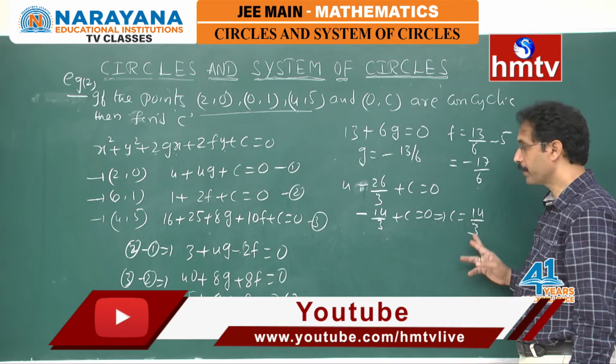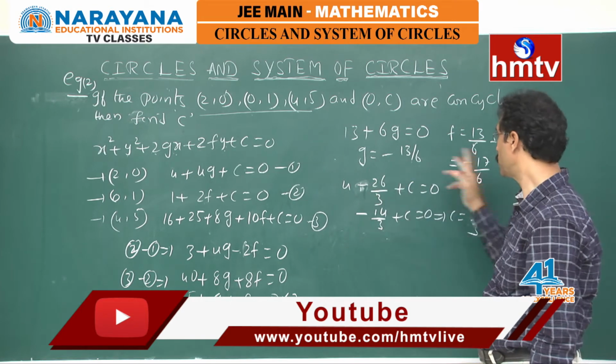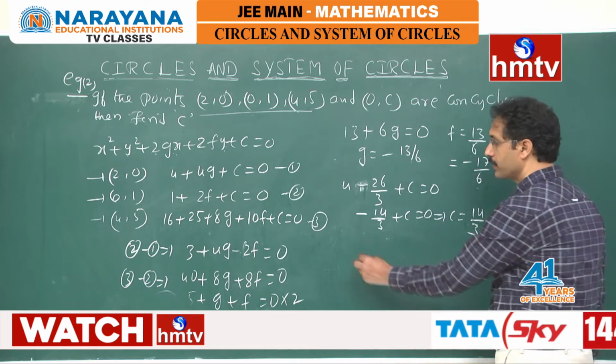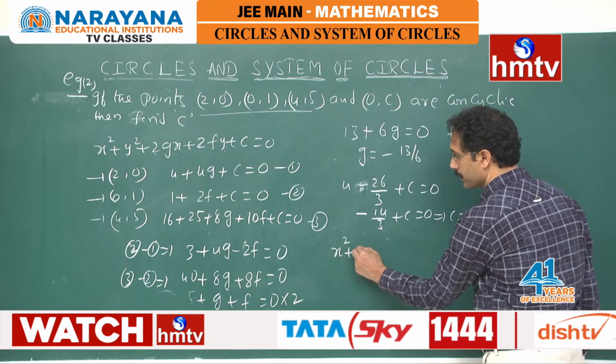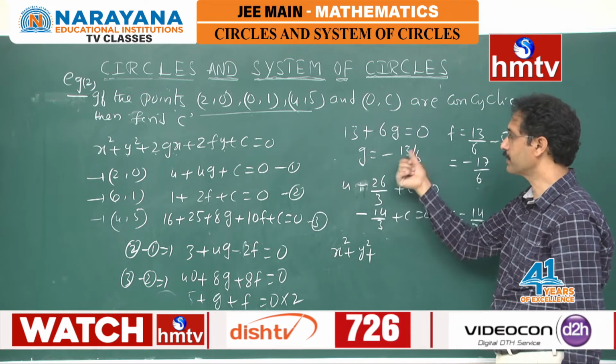C is equal to 14 by 3. So, we got g, f, c. If I substitute all these in the equation, then we get the equation of the circle. That is, the equation of the circle is x square plus y square plus 2gx, g we got as minus 13 by 6.